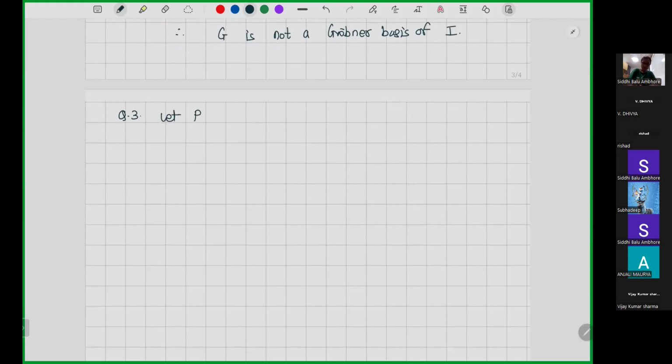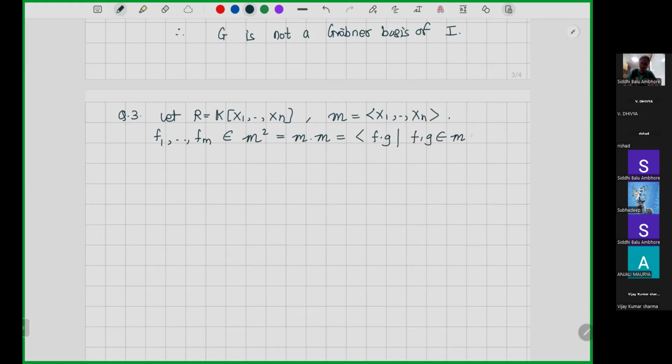Let R be equal to K[x1,...,xn], where K is a field. And this M is the ideal generated by these variables. And F1 to Fm are elements from this M squared. Now, what is this M squared? It is M times M, the ideal generated by F times G such that F, G are in M. This is my M squared, and I is the ideal generated by F1 to Fm.